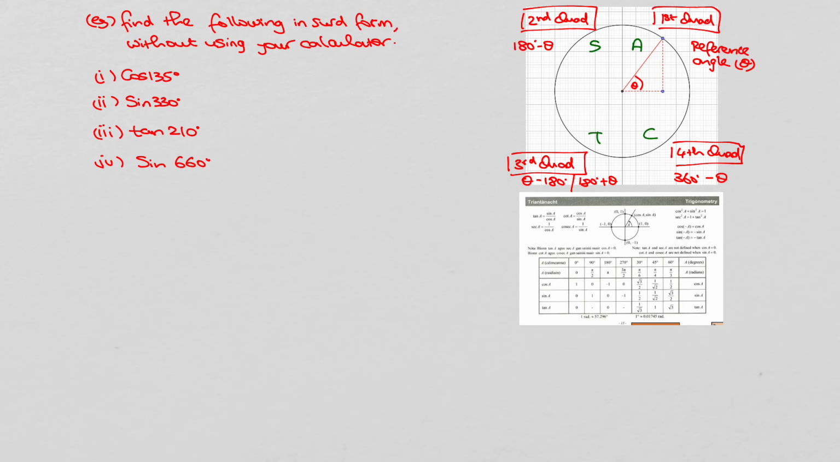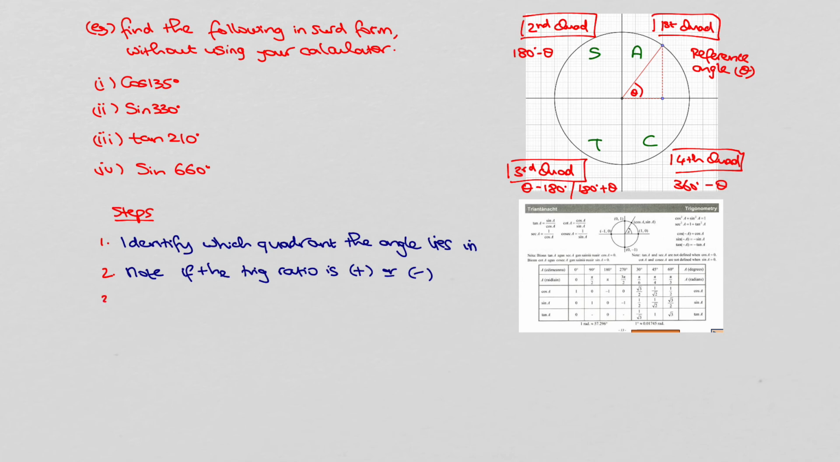So to find the value of cos of 135 degrees, we have to look at how we are going to do this. So what are our steps going to be? The first step is to identify which quadrant the angle is lying in. Our second step, after we've identified the quadrant, is to note if the trig ratio is going to be positive or negative. Once we've done that, we're then going to apply the quadrant rule to find the reference angle. And then all we have to do is use page 13 to write down the answer with the correct sign.